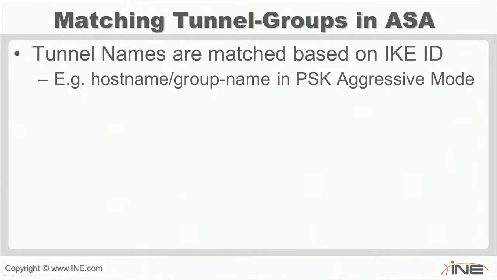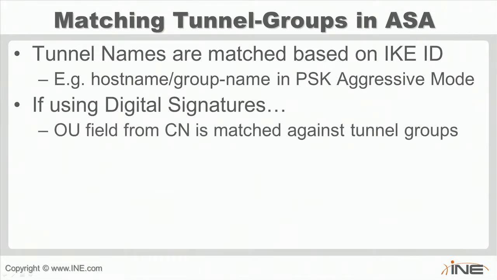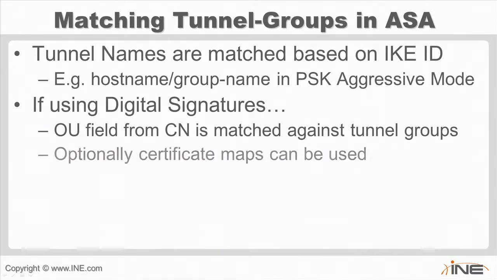When you're dealing with a LAN-to-LAN tunnel, you typically just match based on the IP address. You could also technically match on the certificate, the digital signature, where the OU field in the common name is by default what is matched against the tunnel group. But technically, you can change this. There's a feature called the certificate map, where you could theoretically match any arbitrary string inside the certificate that you want.